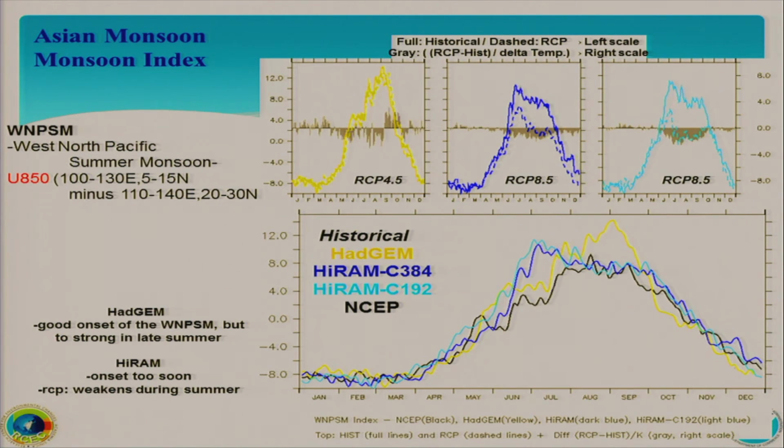And this is the West North Pacific Summer Monsoon Index. The Hagen has a good onset, but is too strong in the summertime. And for the future, with HIRAM, you can see a much weaker Western North Pacific index.